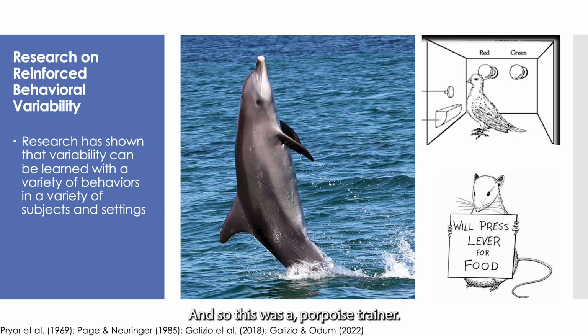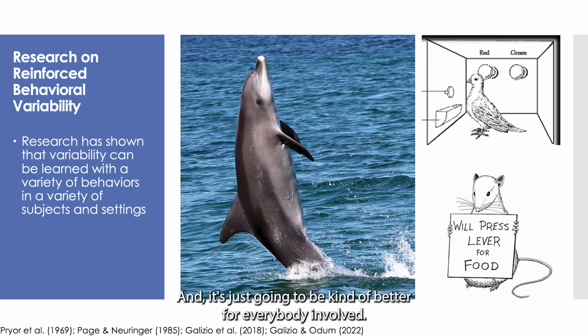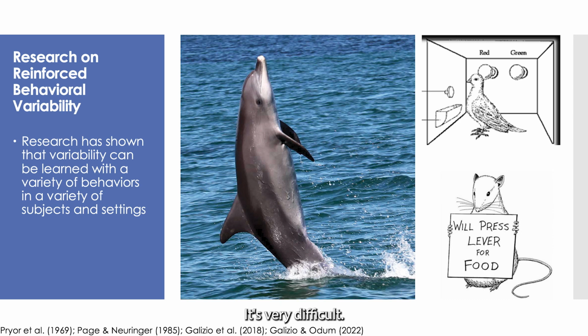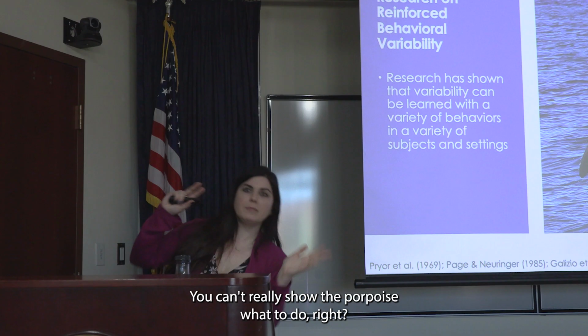And so this was a porpoise trainer. And what they were interested in is whether they could get the porpoises to do a wider range of tricks. And so this is in a setting where if the porpoises are doing a wider variety of tricks, we're probably going to get more audience engagement, and it's just going to be kind of better for everybody involved. But the question is, how do you teach a porpoise how to do some crazy new trick? And it's very difficult. You can't really show the porpoise what to do, right?